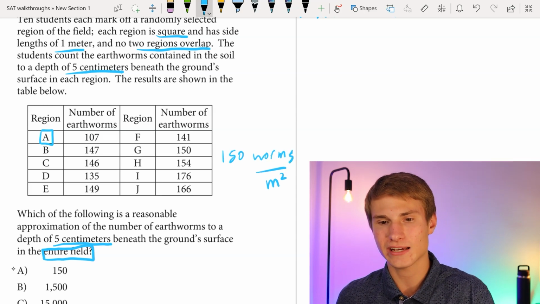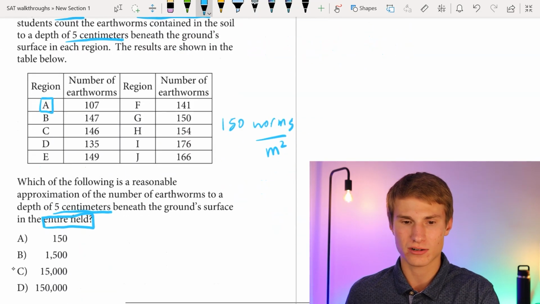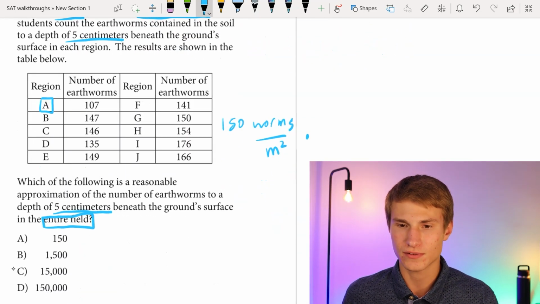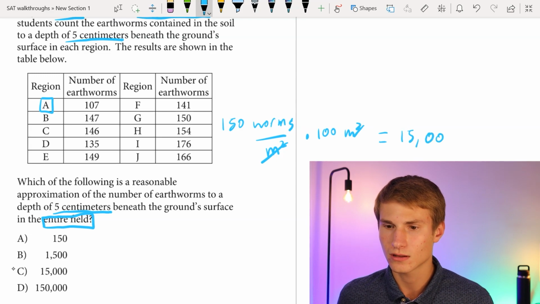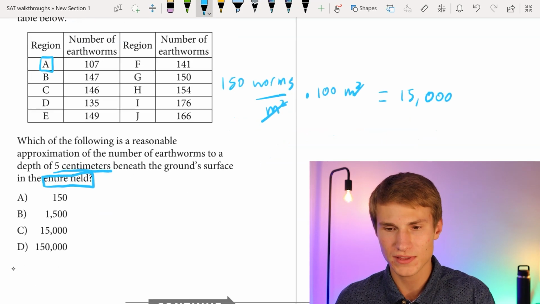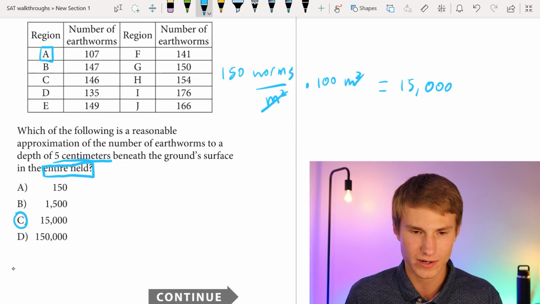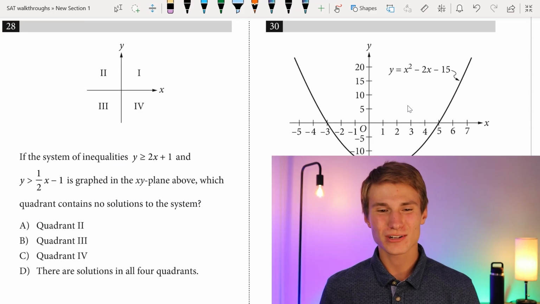Keep in mind, I'm using canceling units once again to make sure I'm getting my correct answer. Now we want the entire field, so we've got to multiply that by the entire field, which is 100 square meters. And we see then that we're going to get 15,000 worms. Okay, when we put that in our calculator, we're going to get 15,000. So our answer there is going to be C. All right, moving on to question 28.